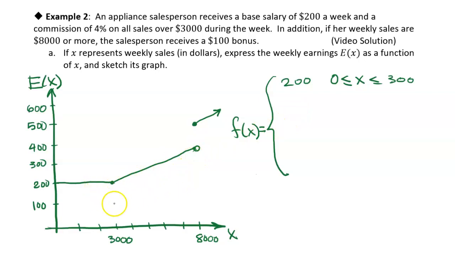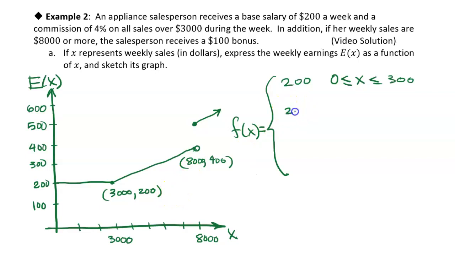Now we've got a couple of points. We've got 3,000, comma 200, right? And then we've got another point up here at 8,000, comma 400, right? And we could use the point-slope formula and find the equation of that line. But we can also just reason it out, right?